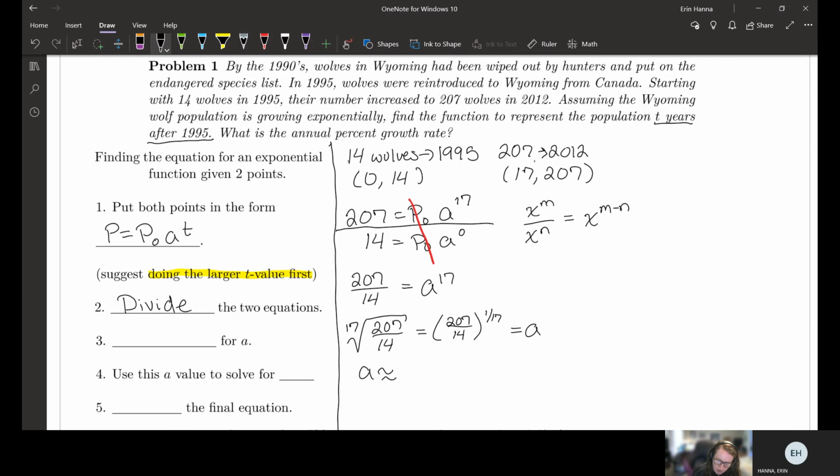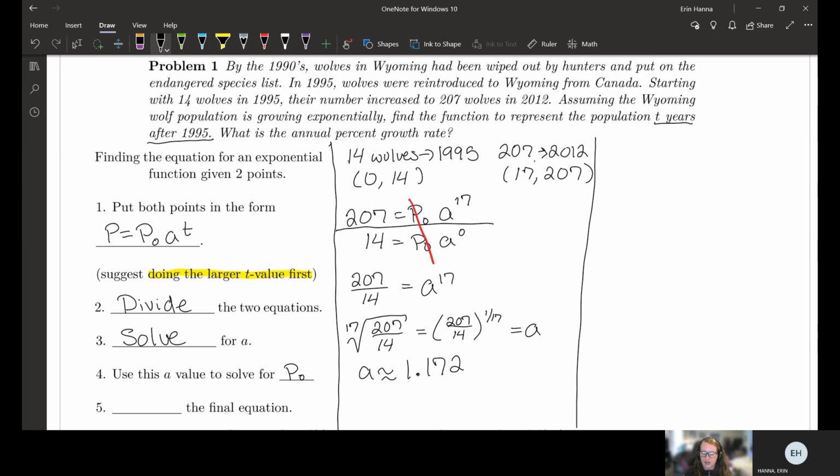So a here is going to be approximately 1.172. I got a little ahead of myself because step 3 was solve for a, which we just did. I'm going to erase this reminder so that I have more space. Now we can use this a value to solve for P naught. Again, in this specific example, we could have shortcut that. We know that P naught is going to be 14 because that's the value when t equals 0. But let's just go about finding it anyway.